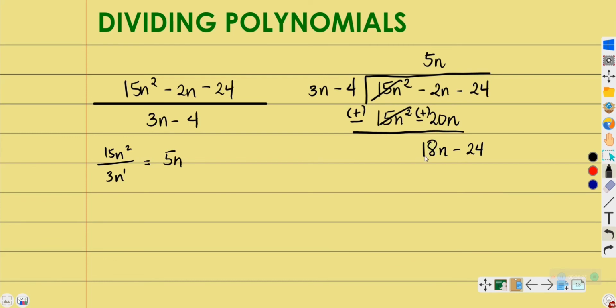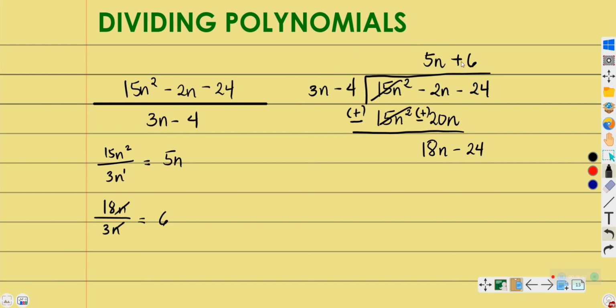So, back to step 2 tayo. 18n divided by 3n. 18 divided by 3 is 6. N divided by n is 1. So, mawawala na siya. 6 na lang ang sagot. Positive 6. So, maglalagay tayo dito ng plus 6. Okay? And then, yung 6 na to, i-multiply sa divisor.